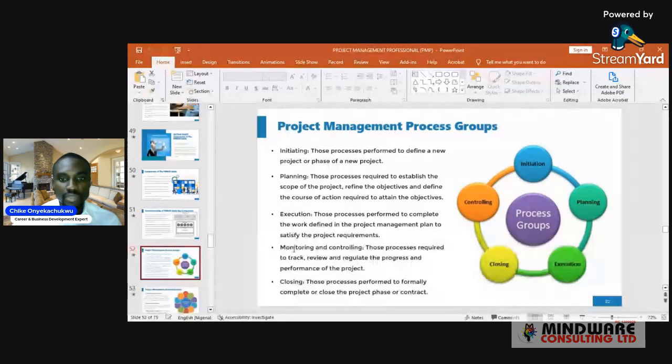Next is scope management. This includes the processes required to ensure that the project includes all the work required to complete the project successfully. When we talk about scope management, we're actually looking at the boundaries of your project, where it begins and where it ends. As a project manager, you have to understand what is included in your project and what is not included, so as not to go beyond the scope of your project.